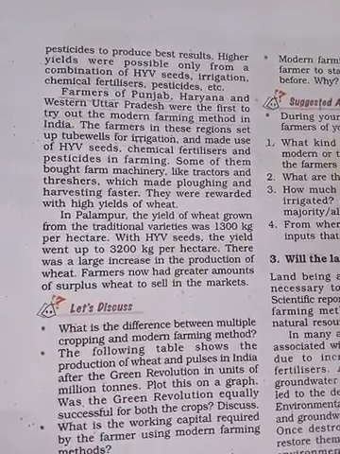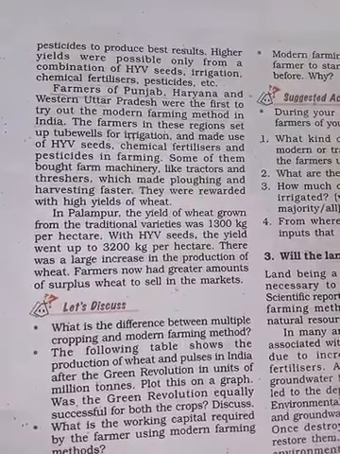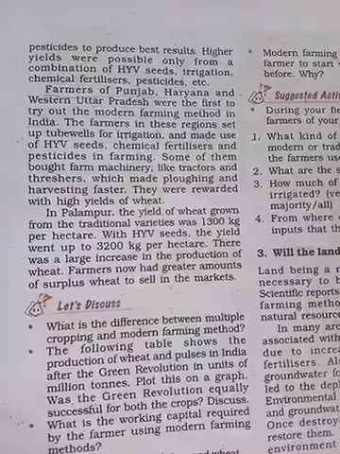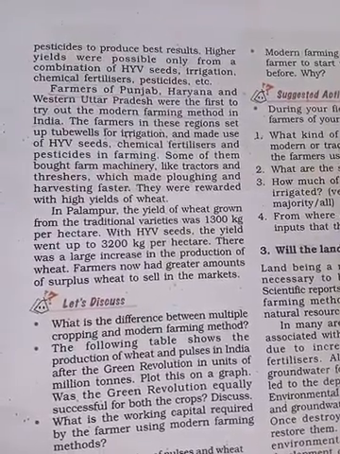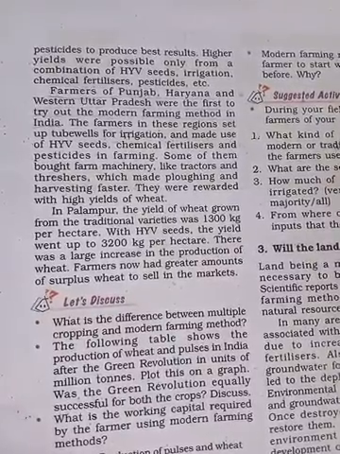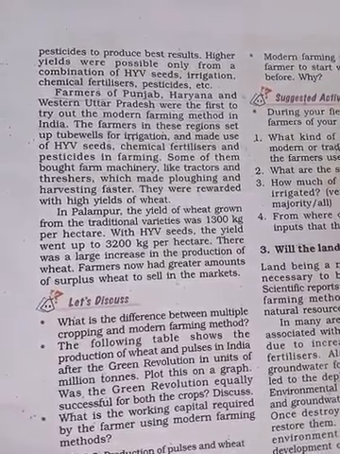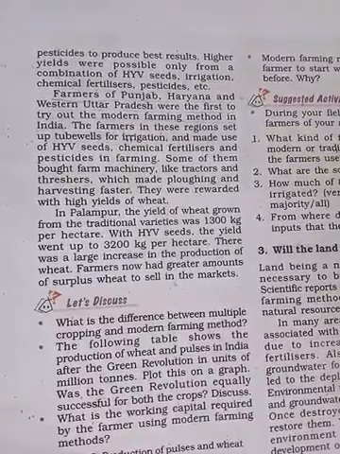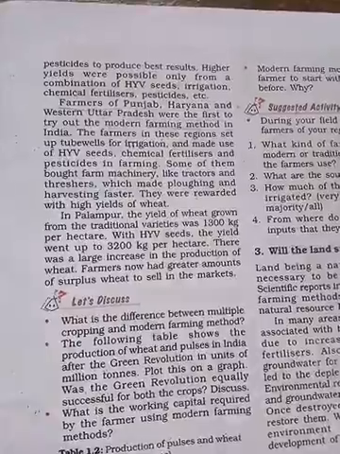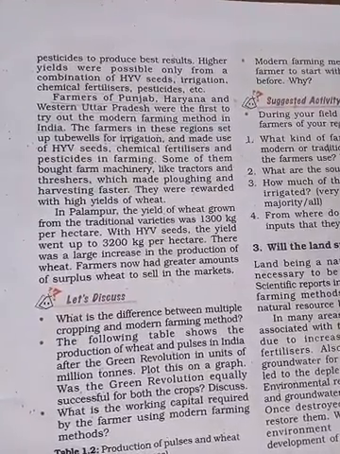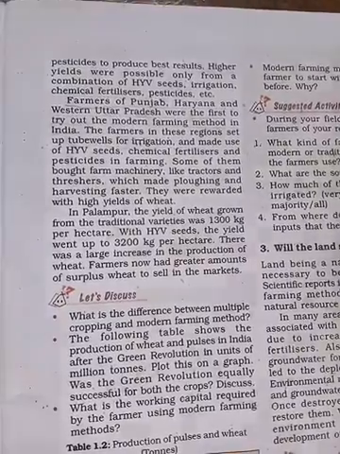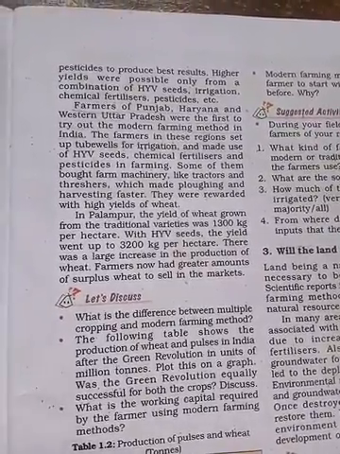So the farmers use deep wells, and they are using high yielding variety seeds and chemicals, and they are using tractors, plowing tractors. They were rewarded with a high yield of wheat. That means they are providing for high yielding, and they have to apply a lot of things.